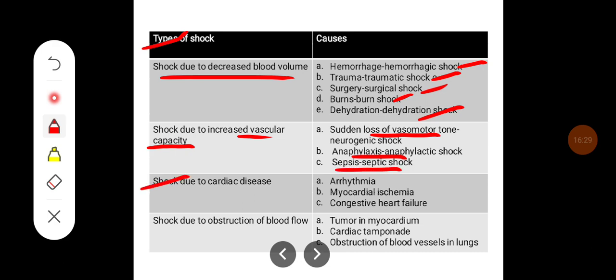Shock due to cardiac disease is caused by arrhythmias, myocardial ischemia, and congestive heart failure. Shock due to obstruction to blood flow is caused by tumor in the myocardium, cardiac tamponade, and obstruction of the blood vessels in the lungs.